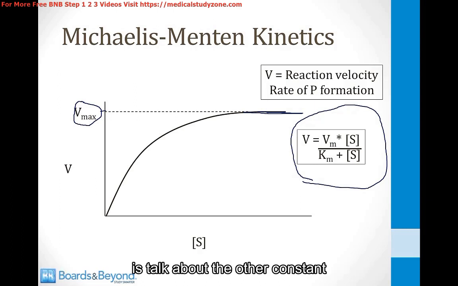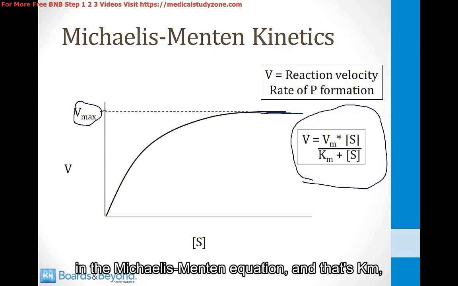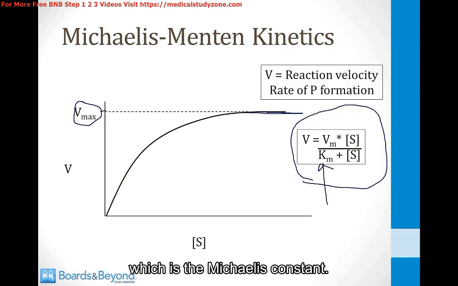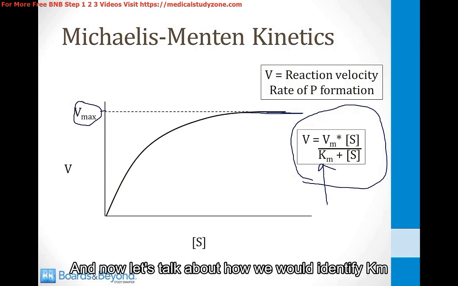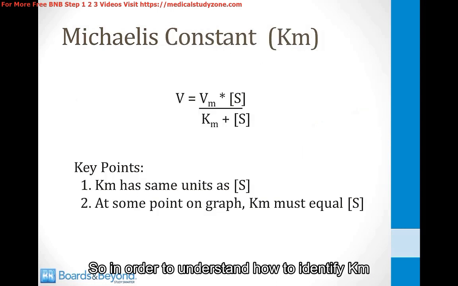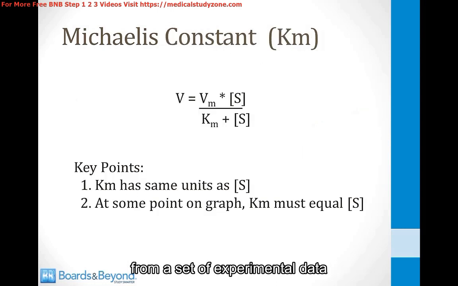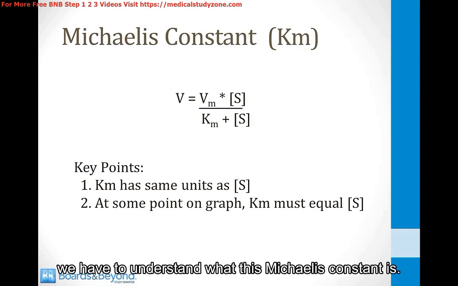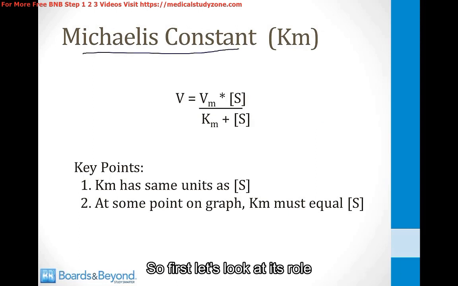Now what I want to do, though, is talk about the other constant in the Michaelis-Menten equation, and that's Km, which is the Michaelis constant. And Km is different for every enzyme. Now let's talk about how we would identify Km from a curve like this. In order to understand how to identify Km from a set of experimental data like what I showed on the last slide, we have to understand what this Michaelis constant is. So first, let's look at its role in the Michaelis-Menten equation.